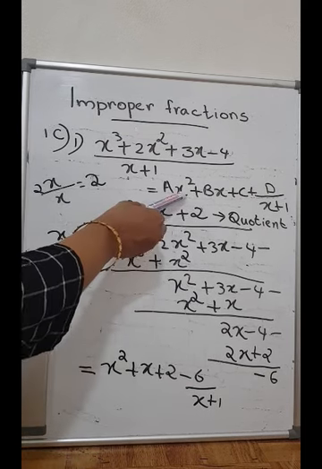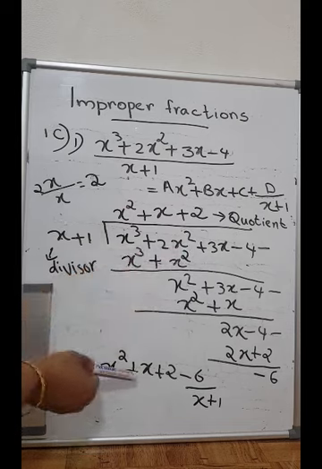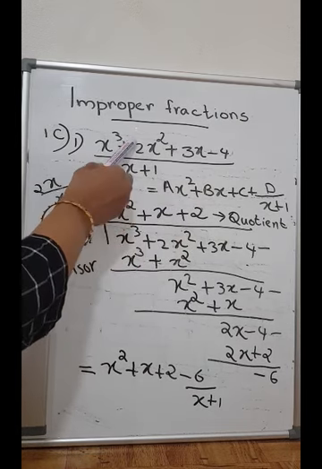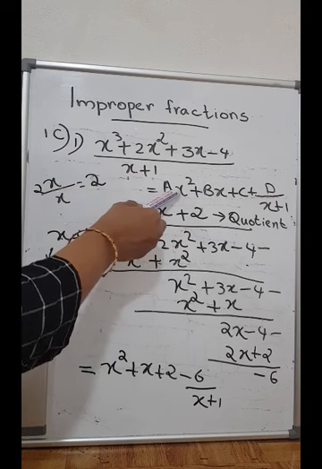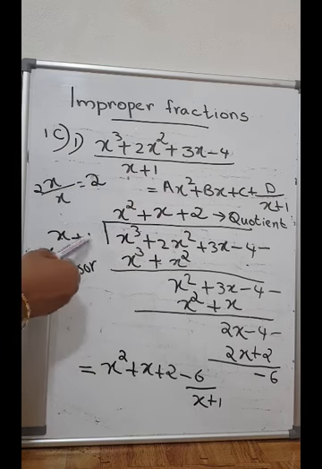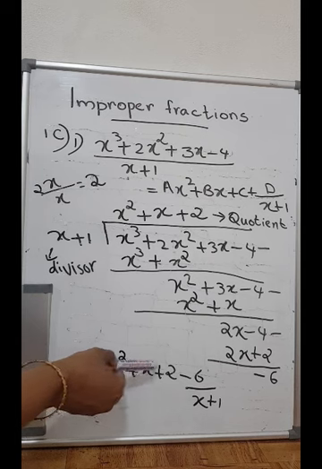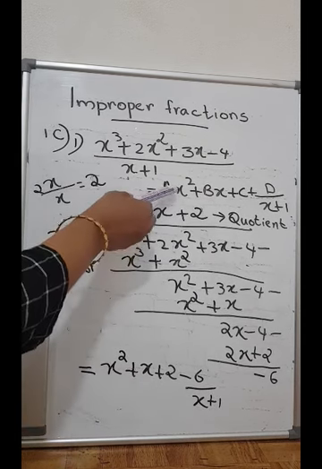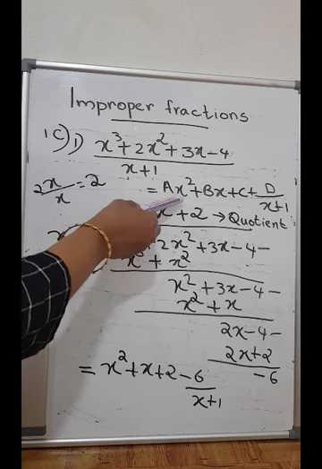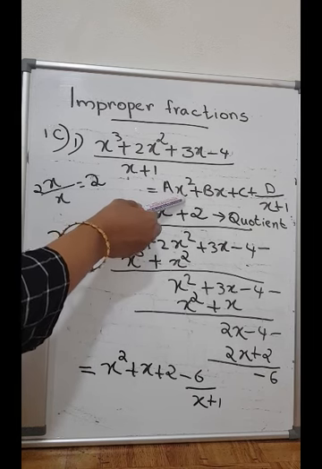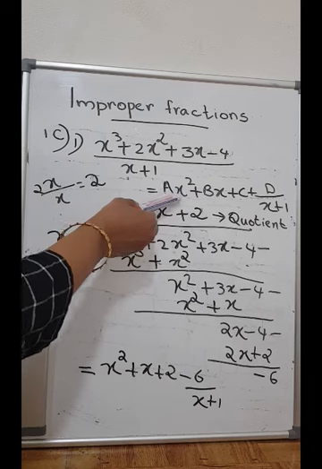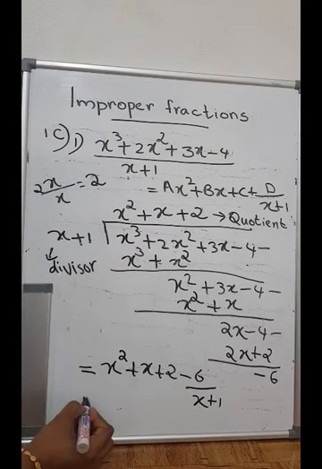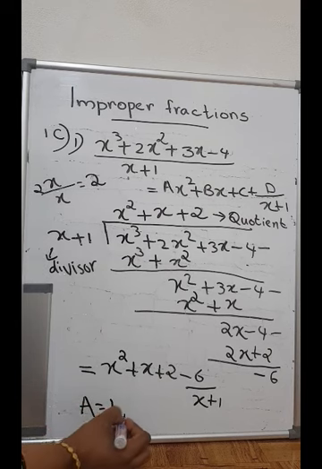You see, these two are the same, because according to the question, when we divide this with this one, this is the answer we are going to get, and when we divide, this is the answer we got. So these two must be the same. So compare the coefficients. The coefficient of x square here is a. The coefficient of x square here is 1. So a is equal to 1.